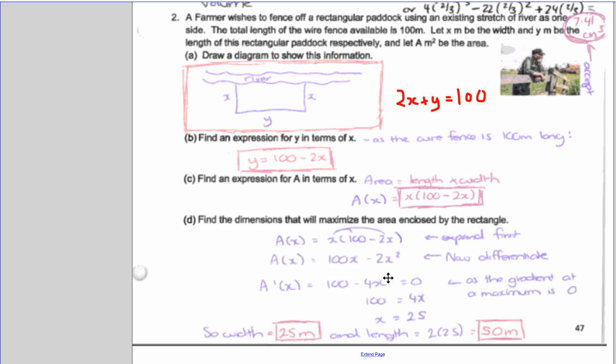Remember, at a maximum or a minimum, you set the gradient function equal to 0. As the gradient at a maximum is 0, put the gradient function equal to 0, and then you just solve.